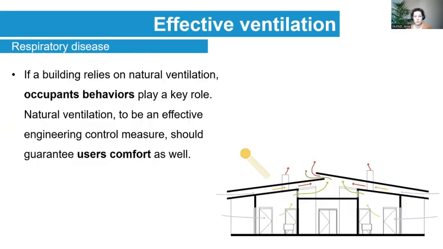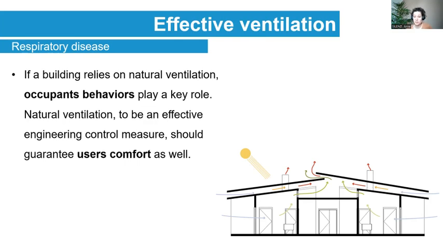The 3 projects for Uganda rely on natural ventilation. In many low-resource settings where funds for system maintenance are not ensured throughout the year, natural ventilation is often preferred to the mechanical one. So, when a building relies on natural ventilation, the occupants' behavior plays a key role. Natural ventilation, to be an effective engineering control measure, should guarantee user comfort as well, for instance, ensuring adequate temperature.